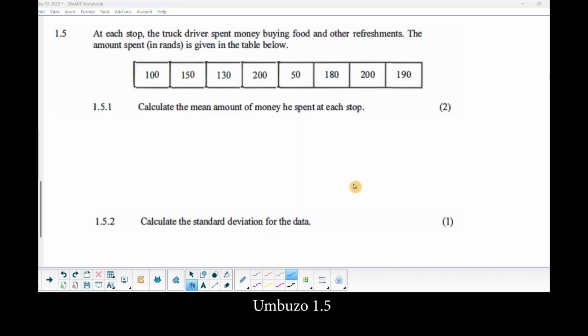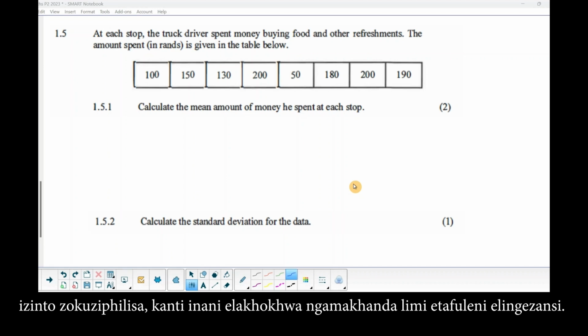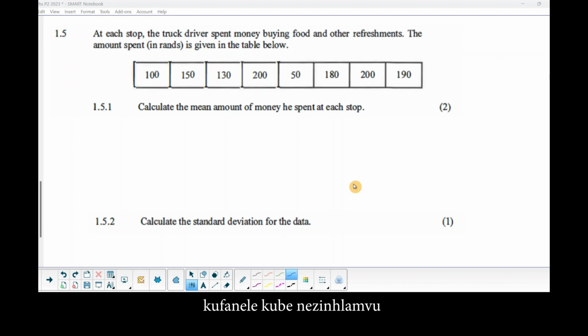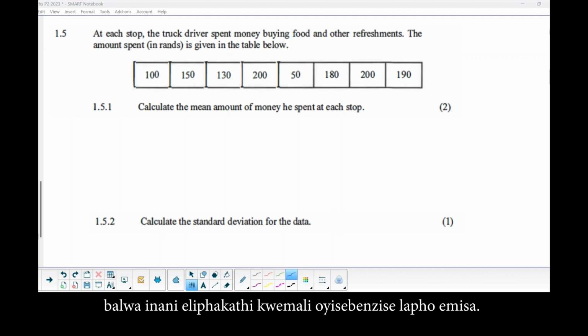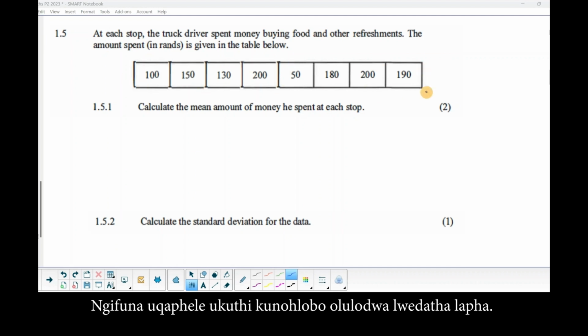Question 1.5. At each stop, the truck driver spent money buying food and other refreshments, and the amount spent in rands is given in the table below. So if he'd done 8 trips, like was originally stated in the question, there should be 8 pieces of data telling us the cost of the food and other refreshments when he stopped. So the first question says, calculate the mean amount of money he spent at each stop. I want you to notice there's only one type of data here.